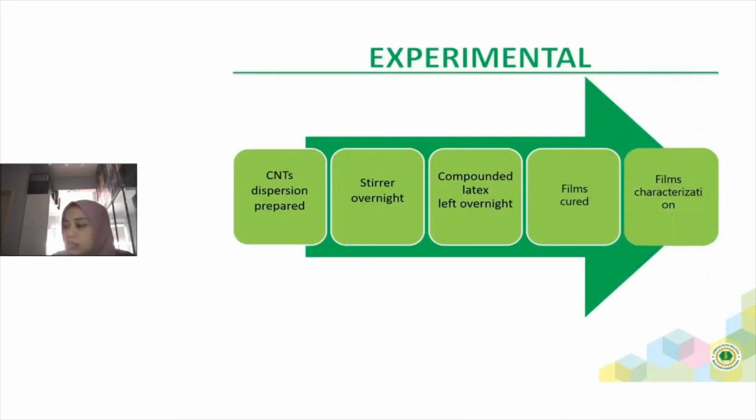So this is the experimental method I will discuss with you briefly. The nanotube dispersion is prepared with the surfactant we selected, and we stir it overnight. Then we compounded the latex and left it overnight for drying at ambient temperature. Then we cure the film and characterize the film for the mechanical, electrical, and other tests.